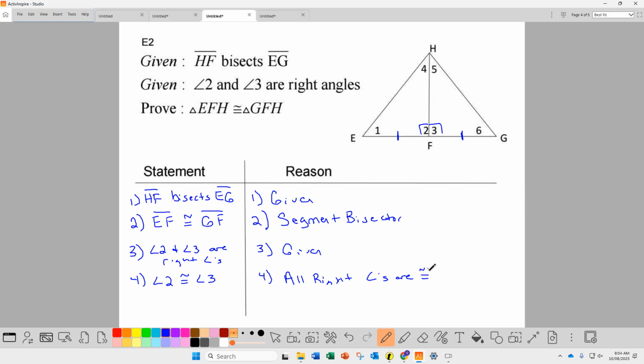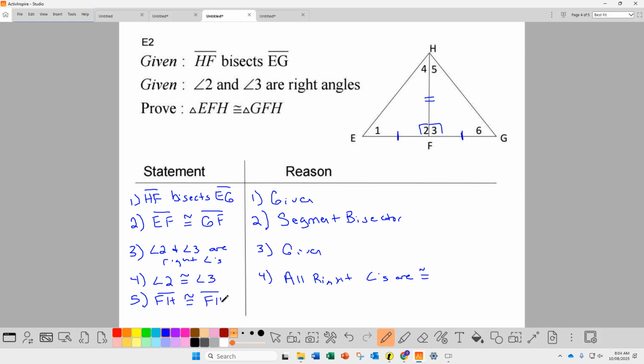Okay, we have one last thing, guys. What else do we know in that picture? Just from looking at the picture, what do we know? Something is congruent to itself. What's congruent to itself? Nope, there's nothing that tells me those two angles are congruent. What is shared by both triangles? FH. FH is going to be congruent to itself. Nicely done. 5 says that FH is going to be congruent to FH.